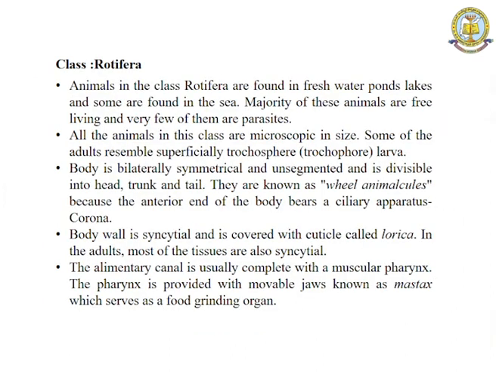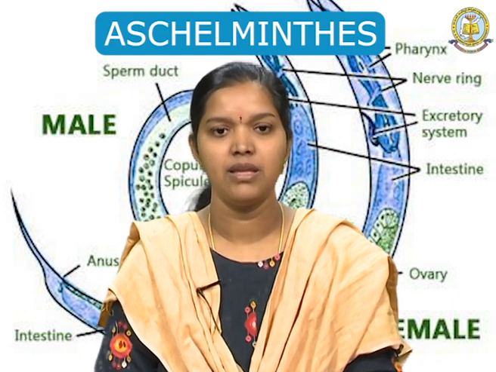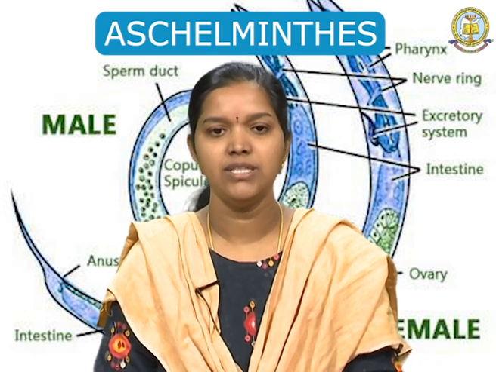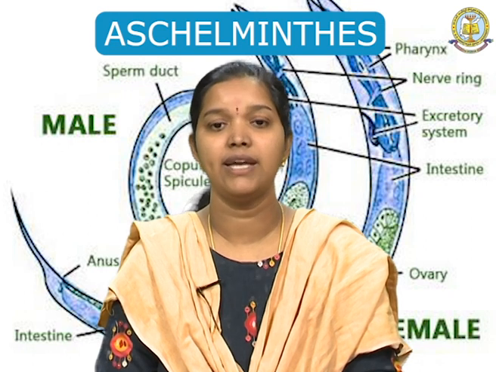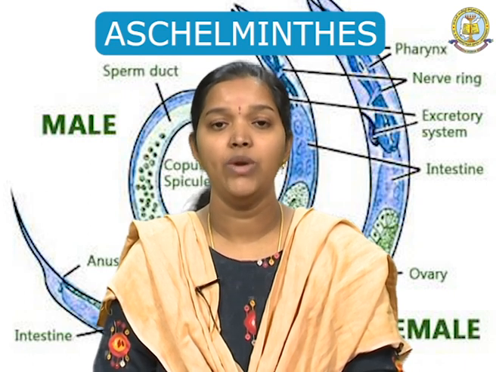Then the third class is Rotifera, and the animals belonging to this class are present in freshwater ponds and lakes, and some are seen in the sea. The majority of them are free living, but some are even parasitic in nature. They are microscopic in size and have a trochal disc at their surface. They are bilaterally symmetrical, unsegmented, and divided into head, trunk and tail. They are known as wheel animalcules.